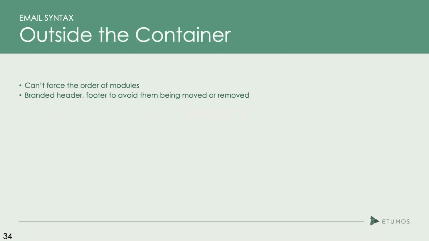So I talked about what goes inside the container, modules, but what about outside the container element? One thing to keep in mind is that you can't force the order of modules. They can be arranged and rearranged however you like within the container. So for pieces of your email asset that need to be in a certain place, say a branded header or footer, those might be best served outside of the container. And I'll talk about some solutions for that next.